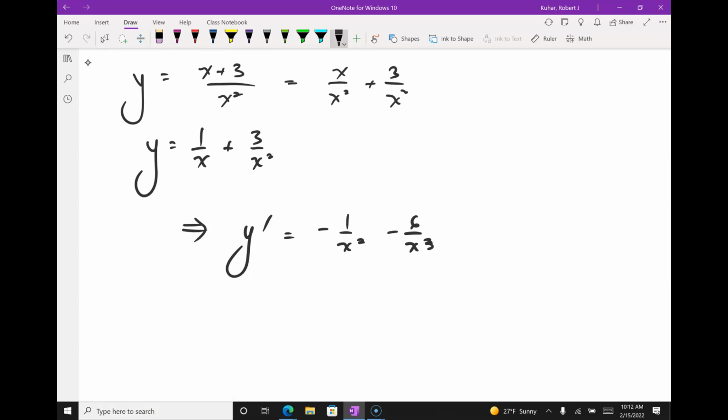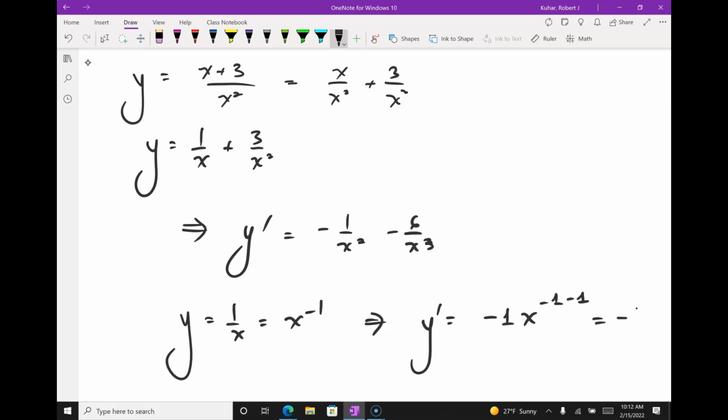So if y equals 1 over x, that's x to the negative 1, right? And y prime is bring down the power and subtract the power by 1. So negative 1x to the negative 2, or negative 1 over x squared.